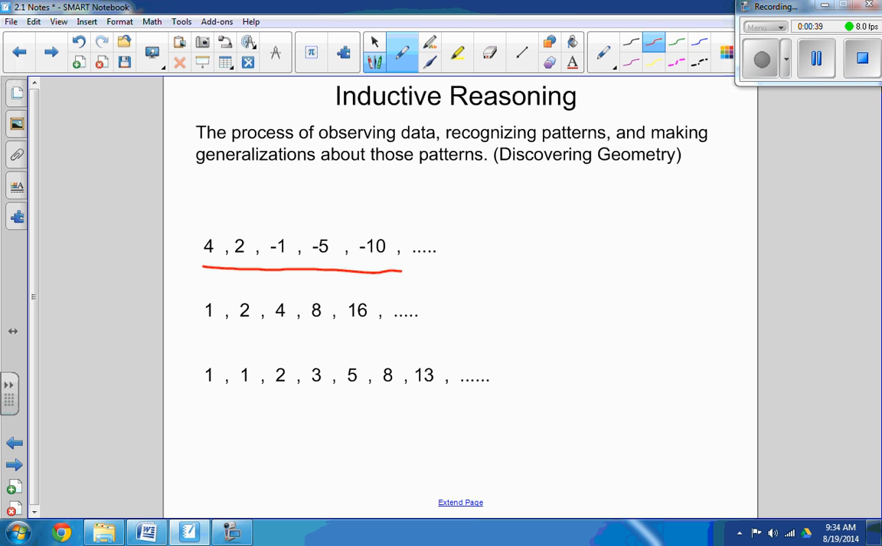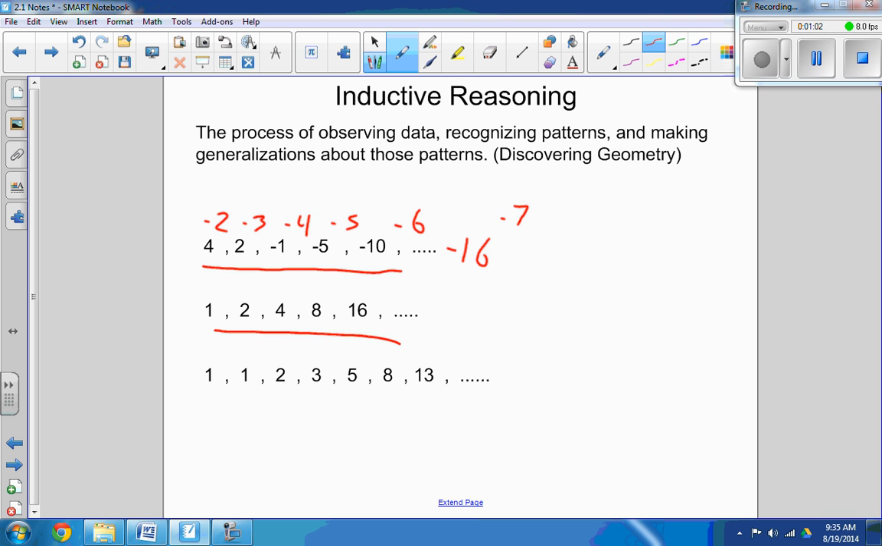So I go down by 2, then I go down by 3, then I go down by 4, then I go down by 5. So my guess is I'm going to go down by 6 on the next step. So I'd have -16, and then go down by 7, and then go down by 8, go down by 9, and so forth.